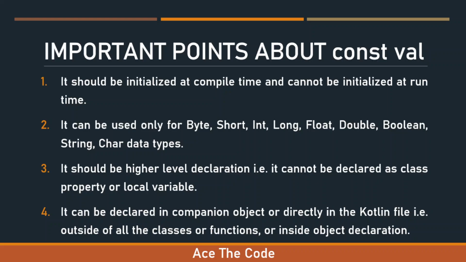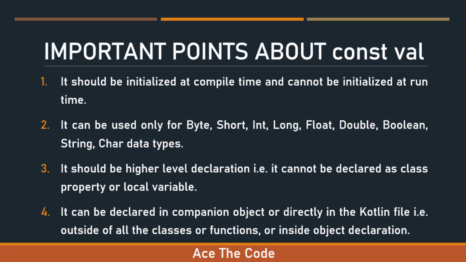Alright. The next important point is that const val has to be a higher order declaration, higher level declaration. It means that const val cannot be declared as local property or class property. It cannot be declared as local variable. So const val can be declared in companion object or directly in the Kotlin file, that is outside of all classes or functions, or it can be a part of object declaration.